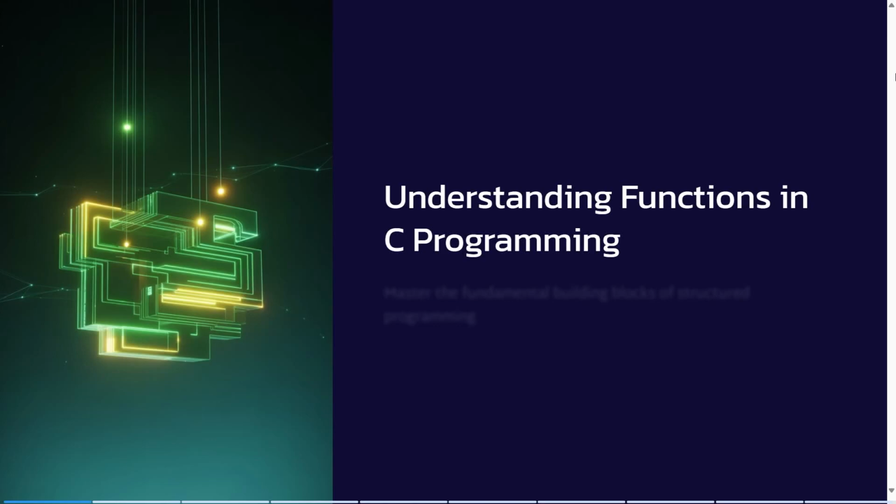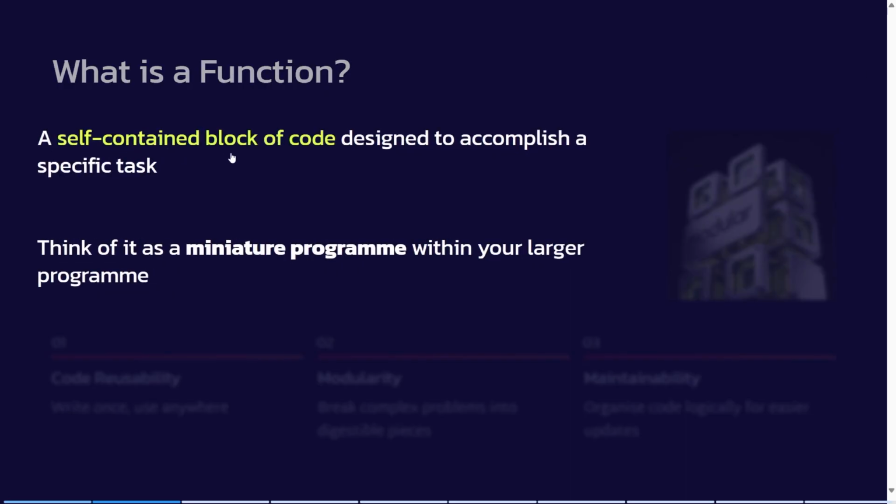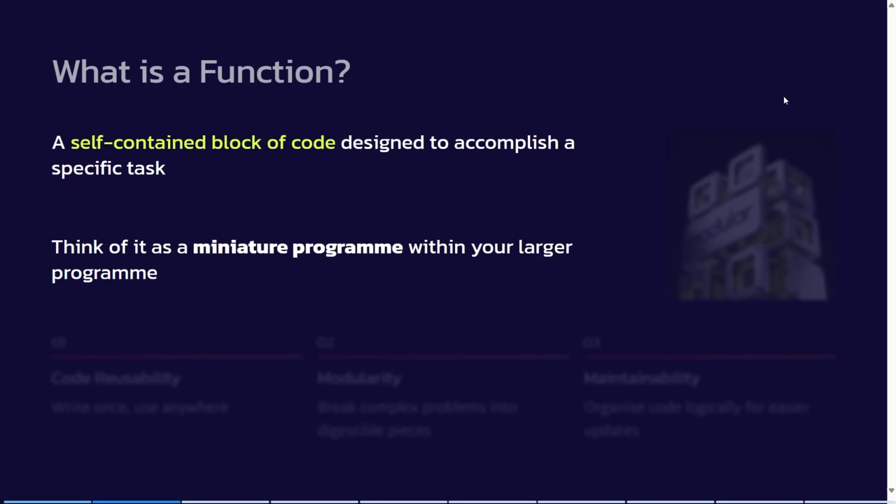So today we are going to understand functions in C programming. We are going to see how you can use functions in a C program. The first question that comes to mind is: what is a function? A function in C is a block of code that performs a specific task. It is a self-contained block of code designed to accomplish a specific task. You can consider it to be a mini program within your large program.